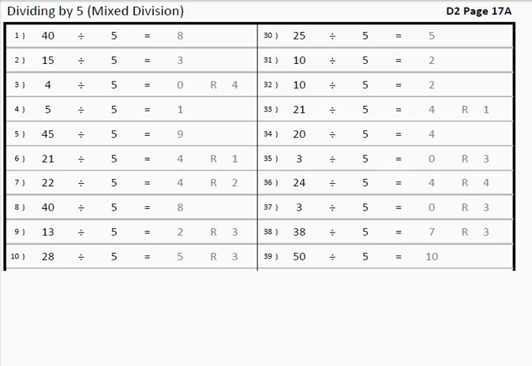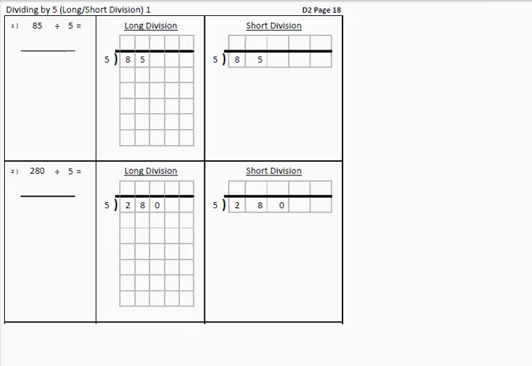Now, are we going to do long division? Do you think you can do these long divisions and short divisions on your own now? If you feel you can, pause the video now and try them. Let's look at short division. 5 goes in 8 how many times? Once. My remainder is 3. Okay, 5 goes in 35 how many times? 7. So my answer is going to be 7.